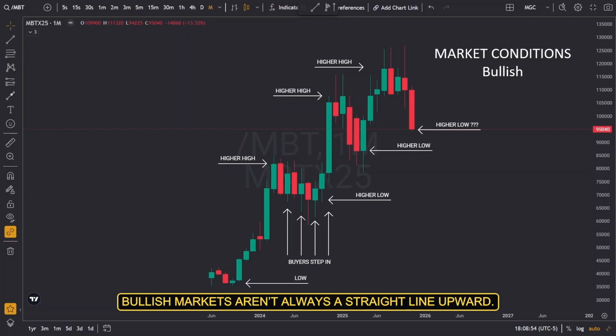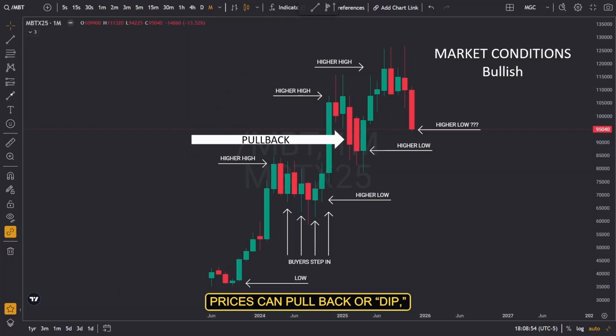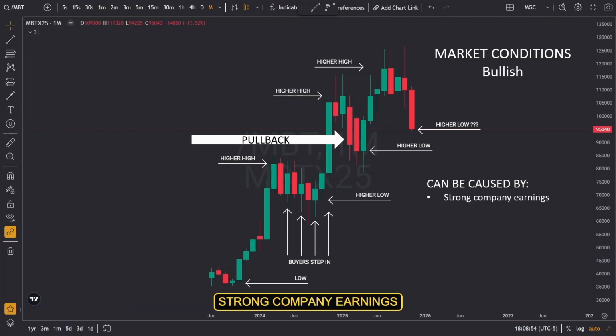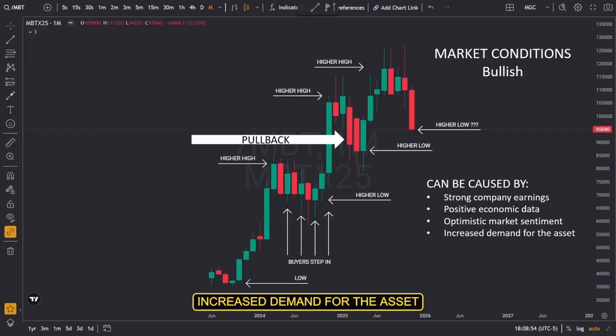Bullish markets aren't always a straight line upward. Prices can pull back or dip, but the overall trend remains up. Examples of what causes bullish conditions are strong company earnings, positive economic data, optimistic market sentiment, or increased demand for the asset. Why this matters for Guezzin: when predicting closing prices, knowing the overall trend helps you understand if the market is drifting upward, which can influence whether prices might close higher than the previous day.